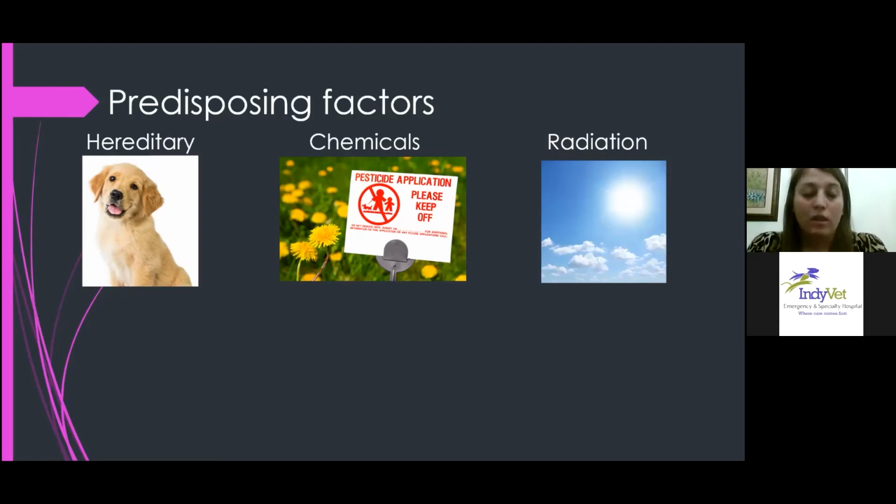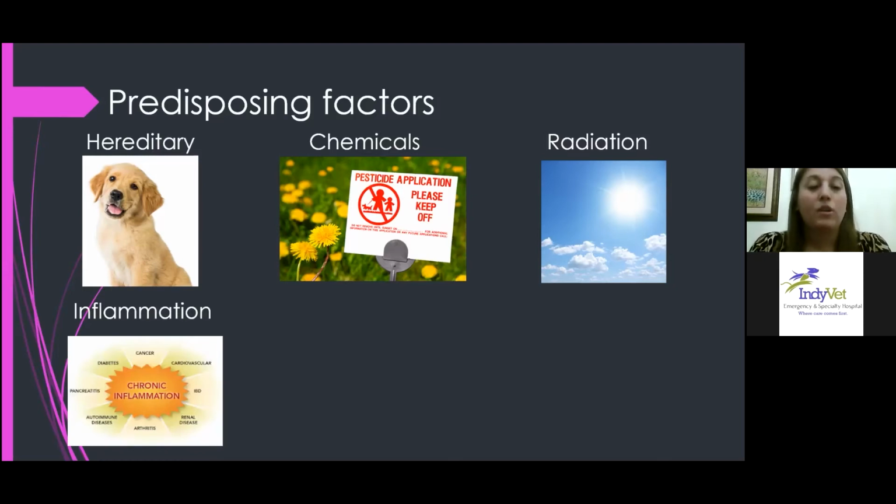Radiation, including sunlight. It's been shown that lighter skinned animals, especially white cats, with long-term cumulative exposure to sunlight actually have a higher risk of developing squamous cell carcinomas. A young animal that had a tumor removed and went to radiation therapy can also develop a secondary tumor in that site of radiation, so long after the initial radiation therapy as well.